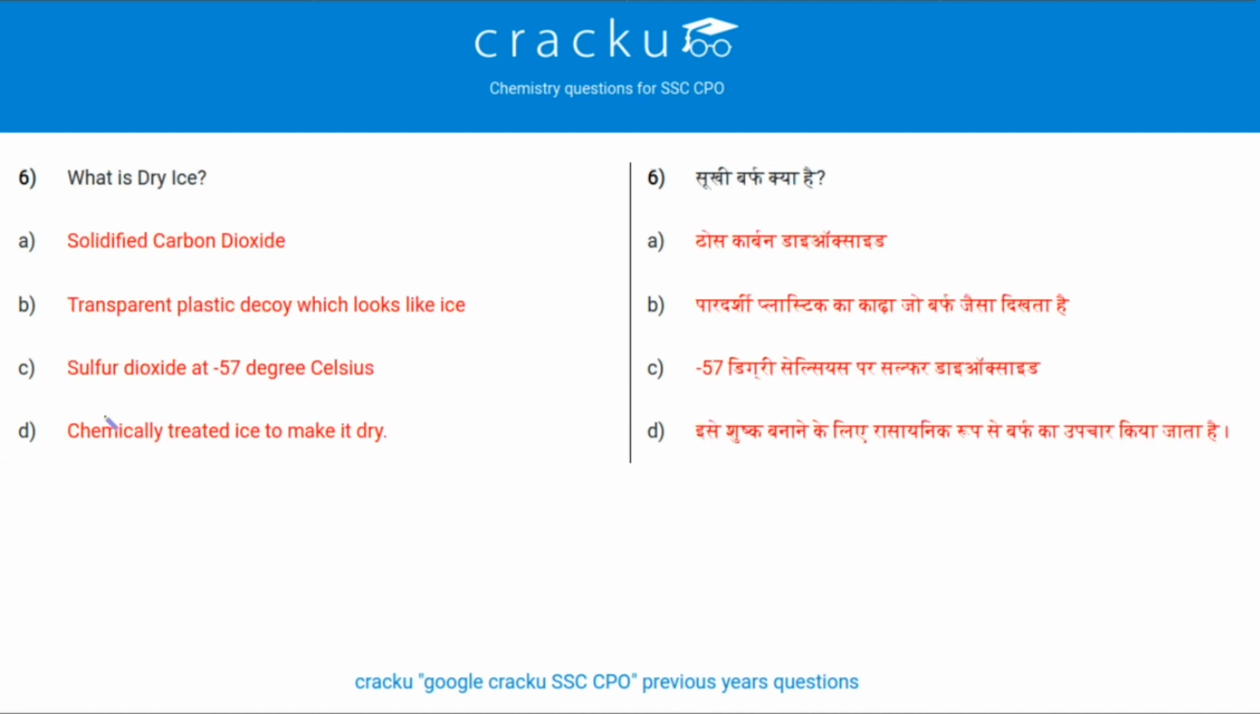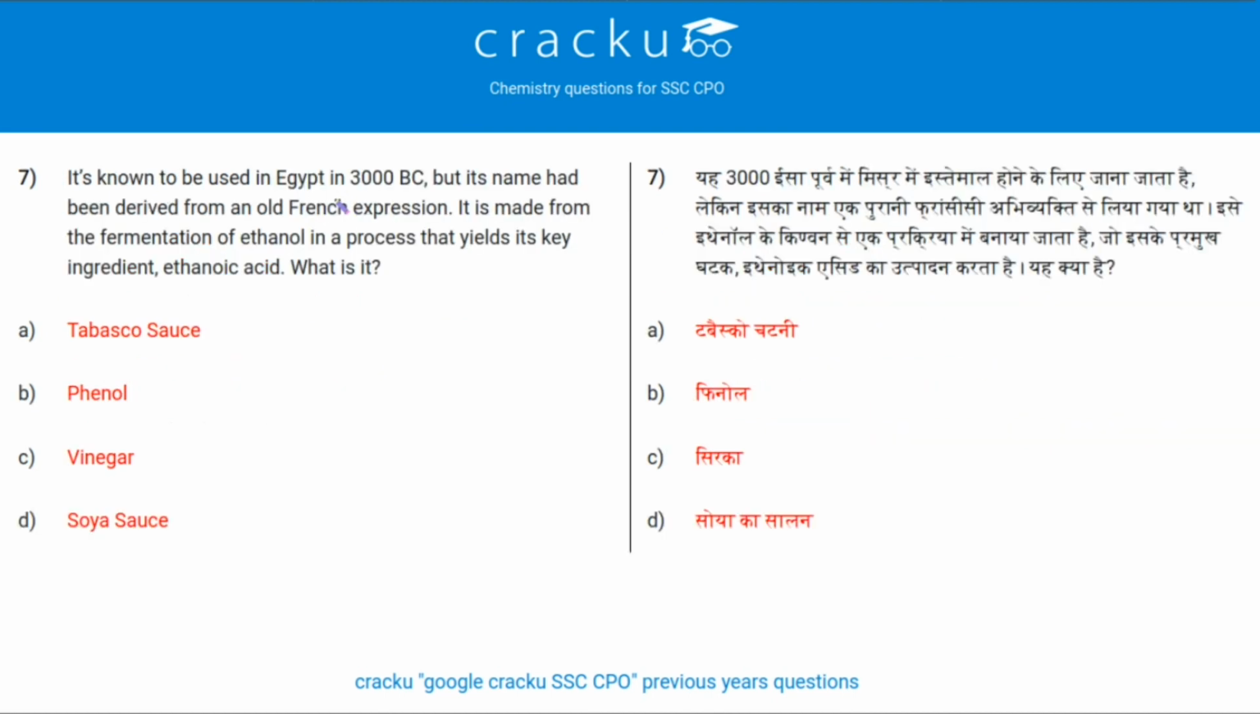Next question. What is dry ice? Dry ice is simply solidified carbon dioxide, that is solidified CO2. Option A is the correct answer. Next.